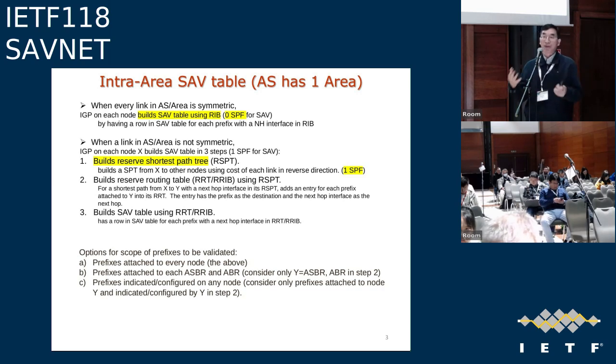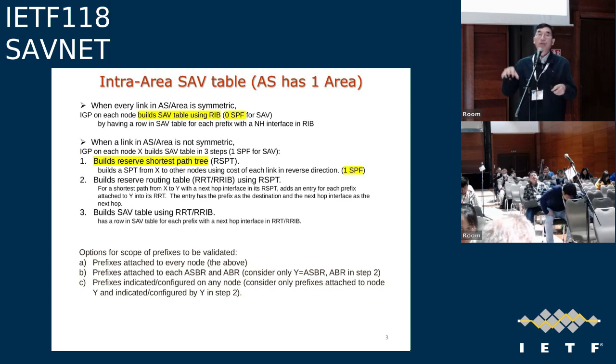We propose three options for the domain of prefixes to be validated. Option one is all the prefixes. Option two is the prefixes attached to the ABR and the ASBR. So in this case, at step two, we just consider Y as ASBR and ABR, then we get option two. Option three is that we only concern about the prefixes we configured on some nodes. So in this case, at step two, we just consider node Y, and this node Y has some prefixes configured to be validated, and then we get option three.